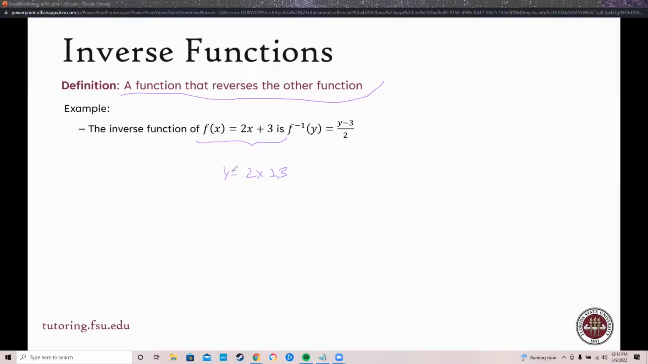If I wanted to take the inverse function of this equation, I would simply instead write it in terms of x. So instead of having y equals, I will have x equals. So let me just do that. If I do y minus 3 divided by 2, then I can write this as y minus 3 divided by 2 is equal to x. And this would be my inverse function.